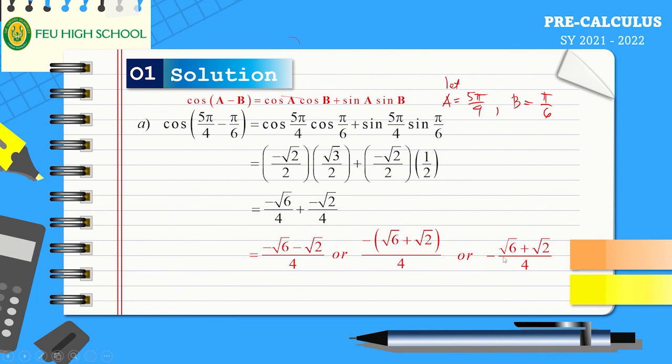Okay. And pwede din naman yung negative, ilalagay natin dito kasi isang fraction ito. Since nag-factor out tayo ng negative, pwede natin ilagay dito din. So, that's the negative of square root of 6 plus square root of 2 all over 4.